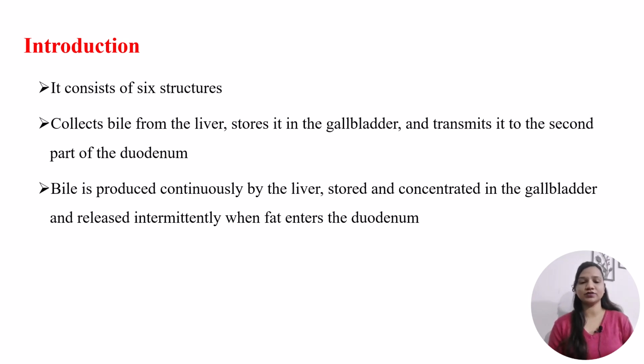First let's see the introduction. The Extra-Hepatic Biliary Apparatus consists of 6 structures. What are these 6 structures? We'll discuss it further on. What is the main function of this apparatus? It collects bile from the liver, stores it in the gallbladder and transmits it to the second part of the duodenum. So this is the main function of this whole apparatus.